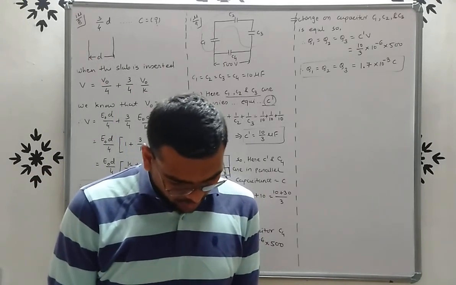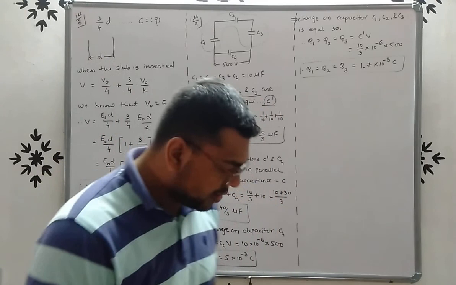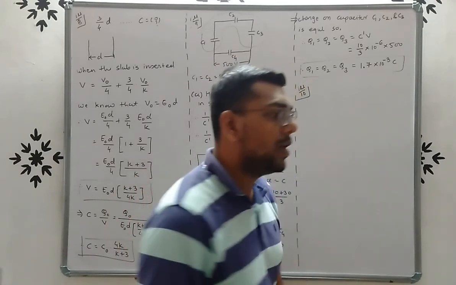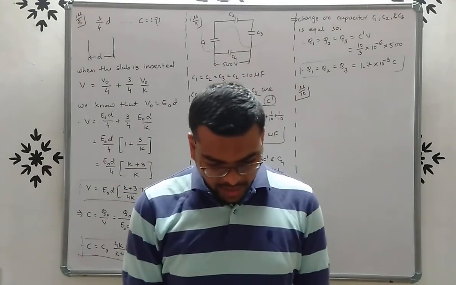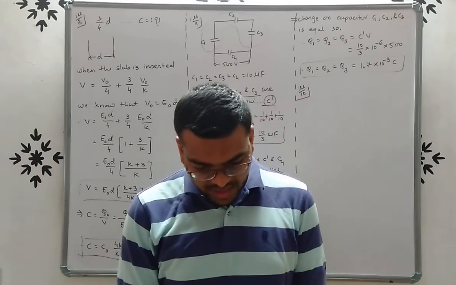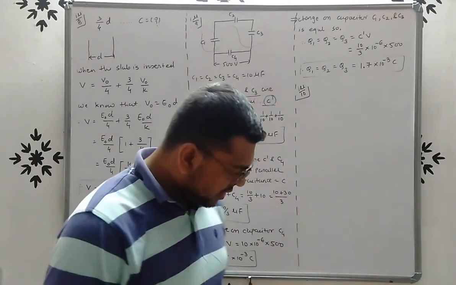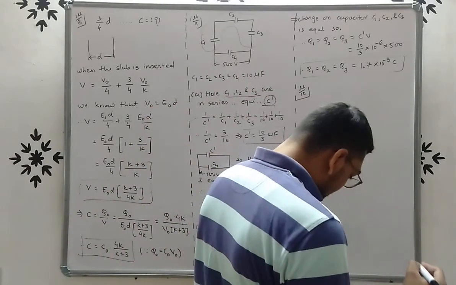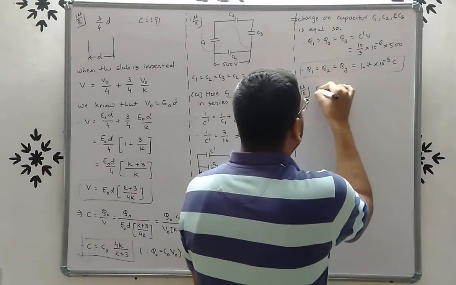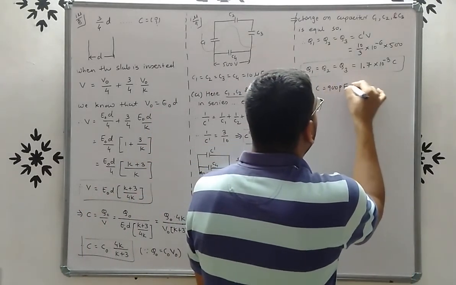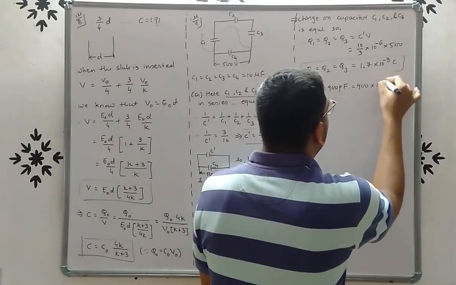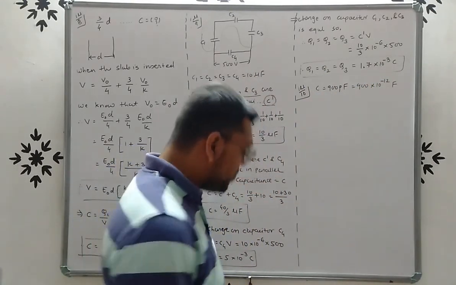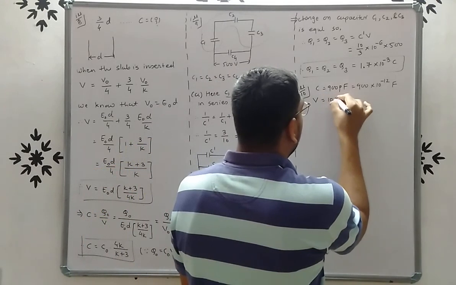Now, next example, that is illustration number 10. A 900 picofarad capacitor is charged by a 100 volt battery as shown in the figure. So here the capacitance is given, 900 picofarad. So C is 900 into 10 raised to minus 12 farad, charged by a 100 volt battery. So V is equal to 100 volt.